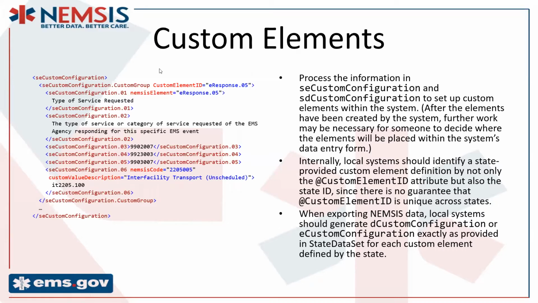Okay, so then when you export data to the state, what you can do is verify the data that you export. You'll export an E custom configuration section in your EMS data set, and a D custom configuration section in your demographic data. And you can verify that the custom configuration you export is an exact match to the SE custom configuration and SD custom configuration block provided in the state data set. If your output matches the state's custom configuration, then you've implemented correctly.